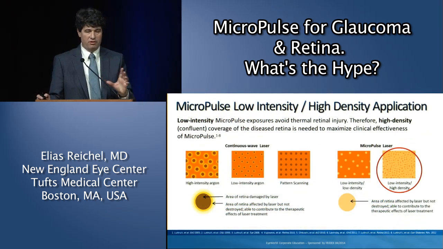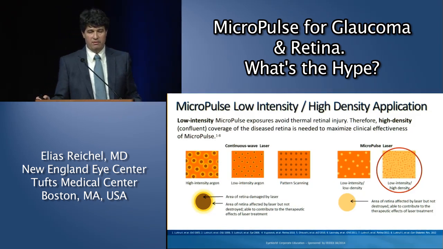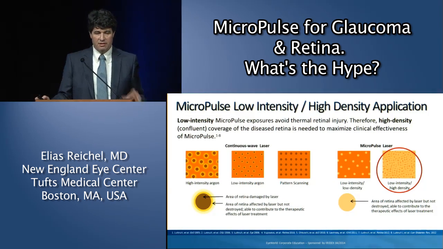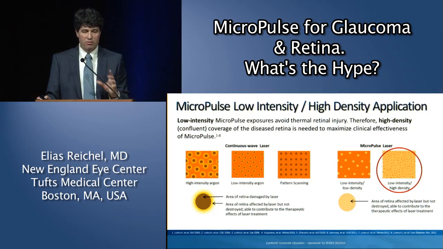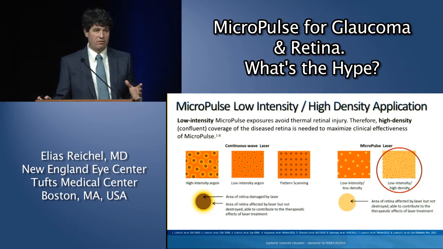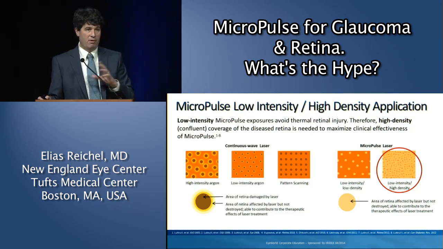So this is the cartoon or the schematic showing the different varieties of micropulse application. And it's important to remember that with continuous wave laser photocoagulation, if you're doing a grid type of pattern, you're only treating 10% of the retina at any given point. So if you're using a grid pattern throughout most of the macula, most of the time you're only treating 10% of the retinal pigment epithelium.